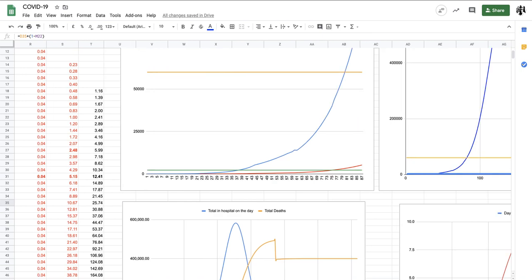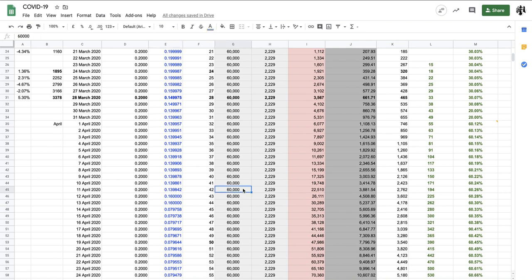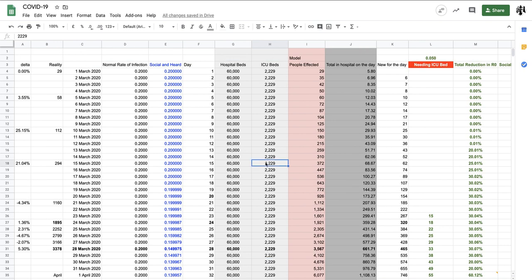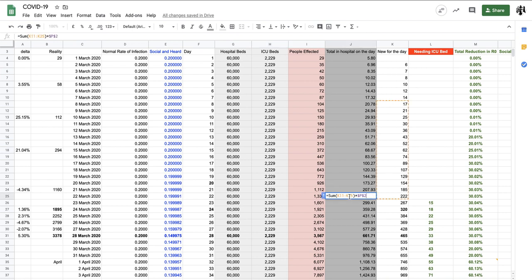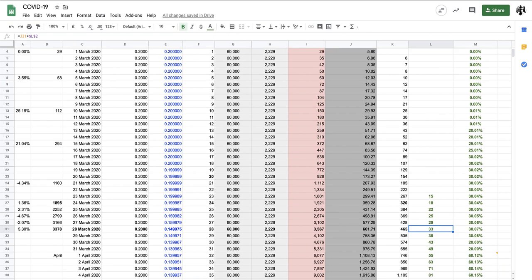The big things are the hospital beds. Now, if you have a look here, we've got 60,000 beds and we've only got 2,229 ICU beds in Australia. So I'm saying that the total in hospital for the day is the sum of the last 15 days, because I've read that 15 days in hospital is the average. So in any one day, I'm guessing, I haven't looked this up, the number of people in hospital right now would be around 600 people in Australia requiring hospital attention. And I would say that this is the ICUs. 33 of those would be in ICU in the whole of Australia right now.